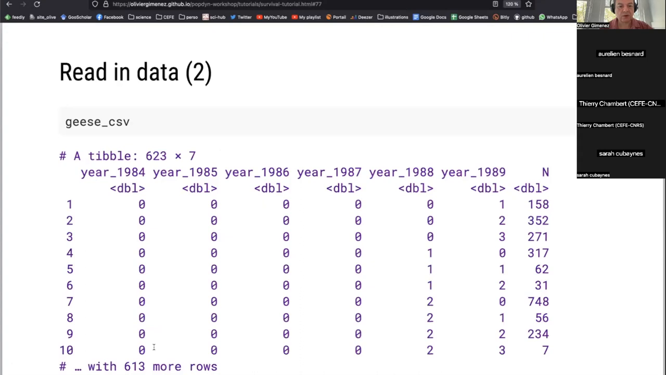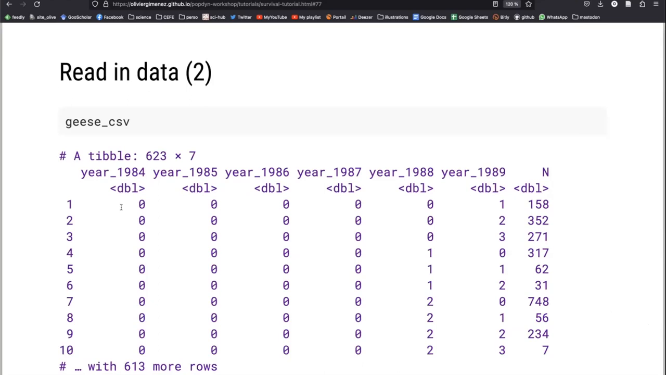And actually, these are not individuals. These are, let me hide that. So you see that there is this last column, BN here. And for example, 158, what does that mean? You might be able to figure it out. It's actually the number of individuals that have this particular encounter history. So we have 158 individuals that have been undetected for the first 5 years and detected in the Carolinas in the last year. Okay. And we have, for example, 748 individuals that were undetected on all occasions, except in 88, where they were detected in Chesapeake, I think, or Mid-Atlantic. I can't remember what the second site is.